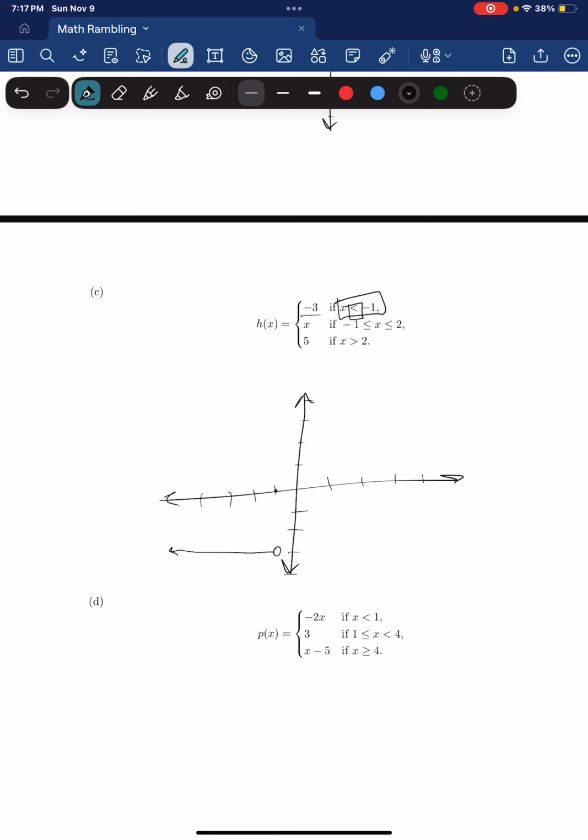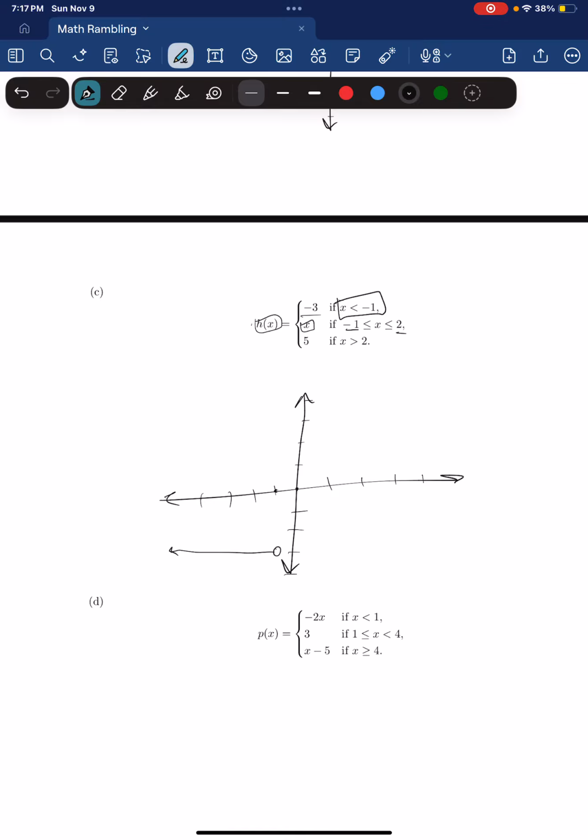All right, if x is between -1 and 2, that's what this kind of notation means. Then we just have a line, y equals x, or h of x equals x. So what does a line look like?